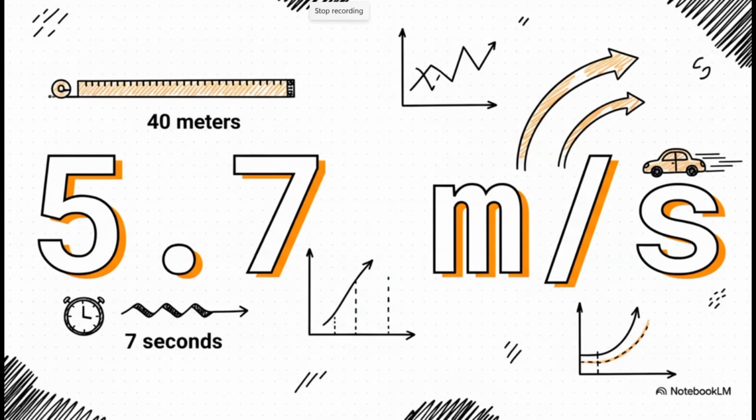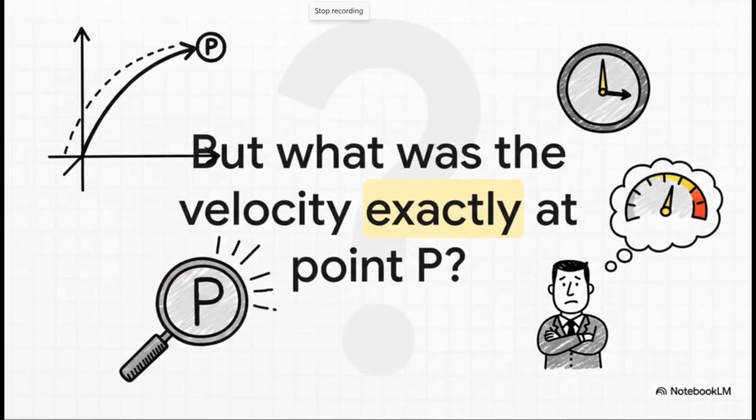But, and this is a big but, that's just the average over the entire trip from A to H. We know for a fact it started way slower than that, and it ended way faster. So here's the million-dollar question. What if the chief comes over and says, I don't care about the average. What was the speed exactly at point P? Our average calculation is useless for that. We need a new tool.